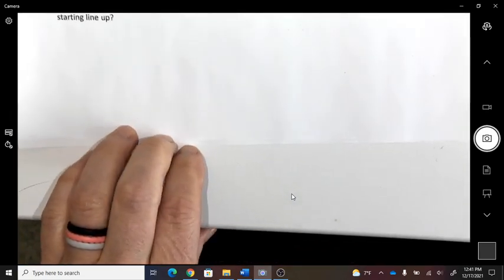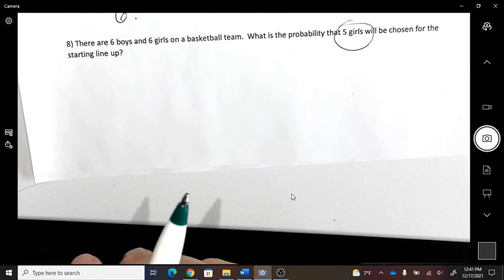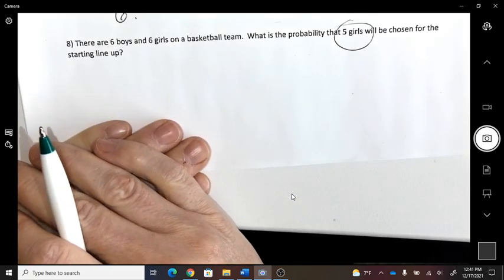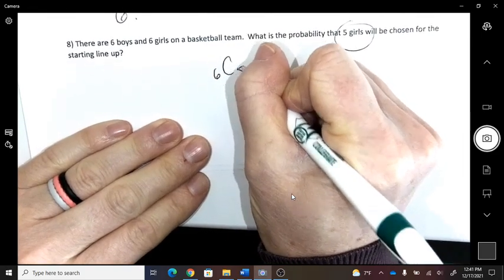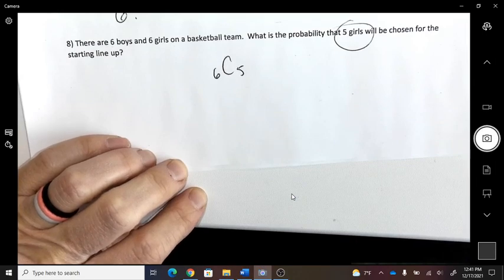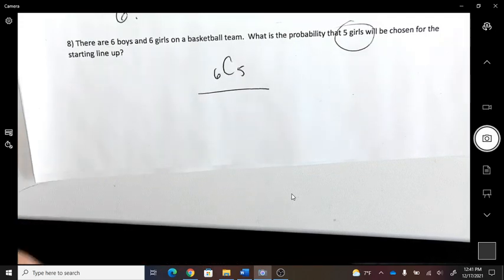Okay, 6 boys, 6 girls, basketball team. What's the probability that 5 girls would be chosen for the starting lineup? Okay, so let's talk about just this situation. How do you choose 5 girls to be in your starting lineup? What are you going to write? 6 choose 5. There's 6 girls. We're going to choose the 5 girls. This is a probability, so we have to divide it by all of the ways we could have chosen a team. So without this situation, what are all the ways you could have chosen a team?